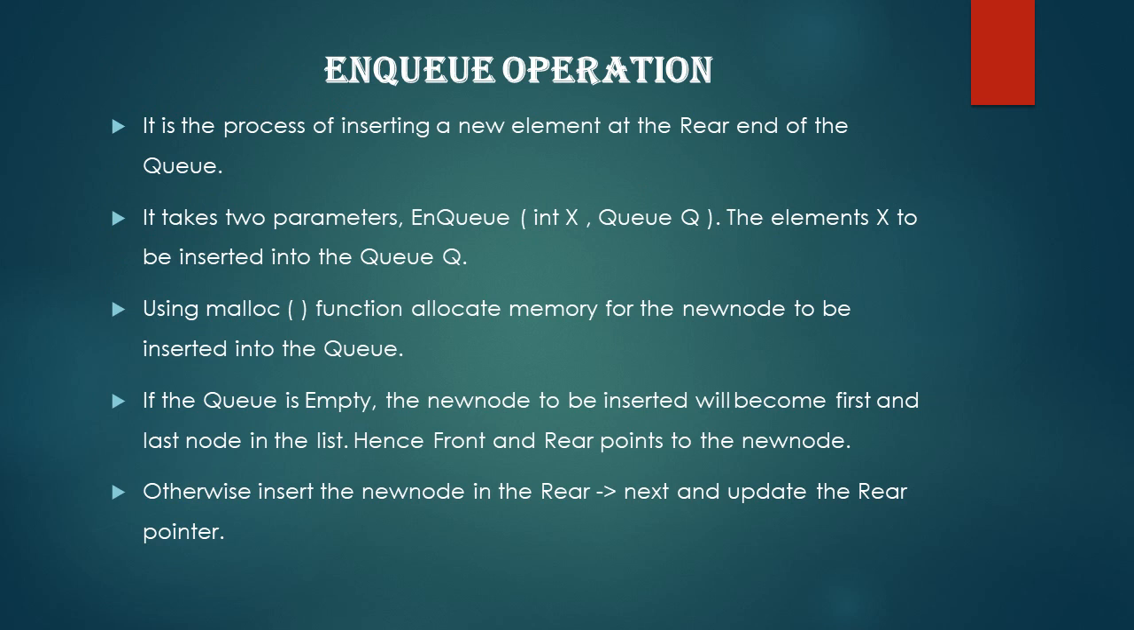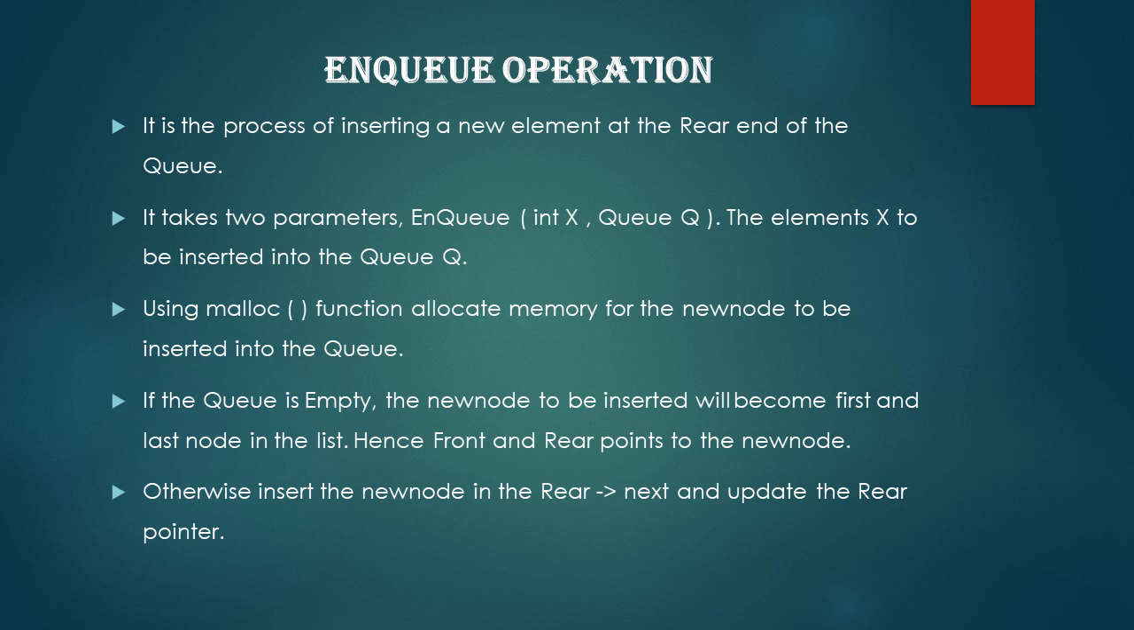NQ operation in the linked list implementation of queue. It is the process of inserting a new element at the rear end of the queue. It takes 2 parameters, X and Q. The element X is to be inserted into the queue. Using the malloc function, it will allocate the memory for the new node. If the queue is empty, the new node will become the first and last node in the list. Hence, front and rear point to the new node.